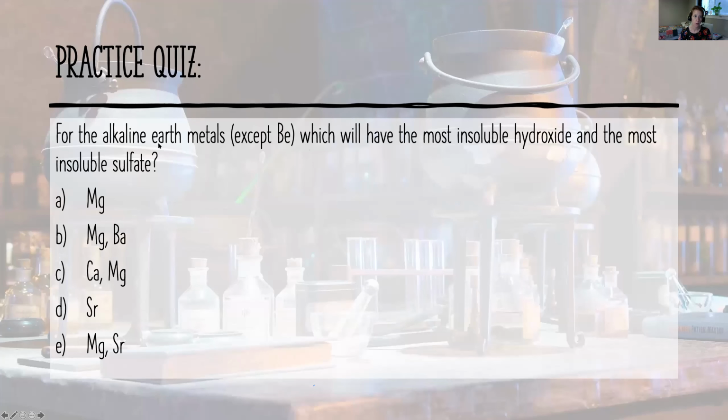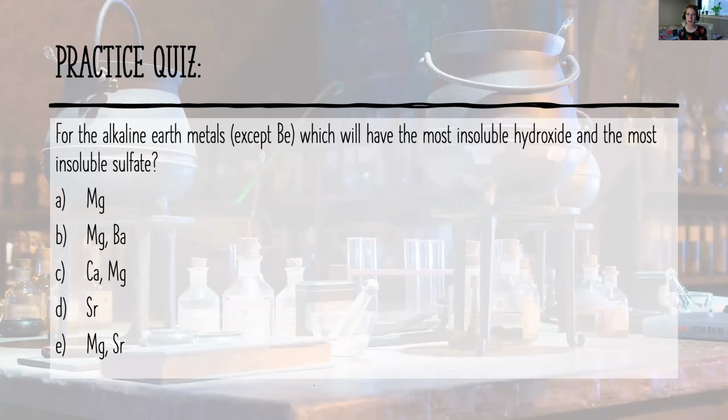Okay, so for the alkaline earth metals, except beryllium, which will have the most insoluble hydroxide and the most insoluble sulfate? So magnesium, both magnesium and then barium, respectively, calcium and then magnesium, strontium, or magnesium and then strontium. So we talked about the most insoluble hydroxide, and the most insoluble hydroxide was magnesium. We didn't really talk about why. The magnesium hydroxide is really small.